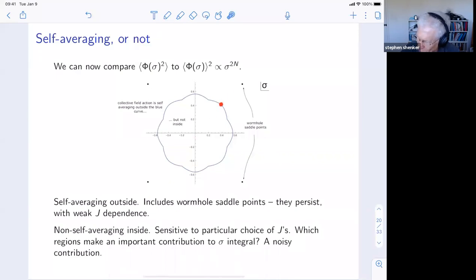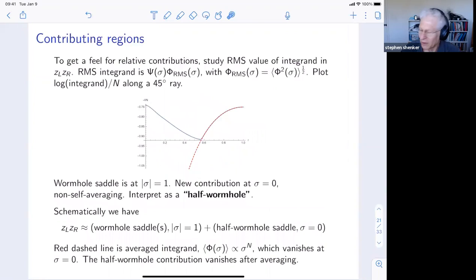So we have to study where in here is the biggest contribution from. Well, let's take the integrand, which is psi times phi, and let's take the root mean square size of this thing, not its average, but its root mean square. That gives us an idea of how big it is. And let's plot this. Because things depend exponentially on n, let's take the logarithm and divide by n to get a kind of action.